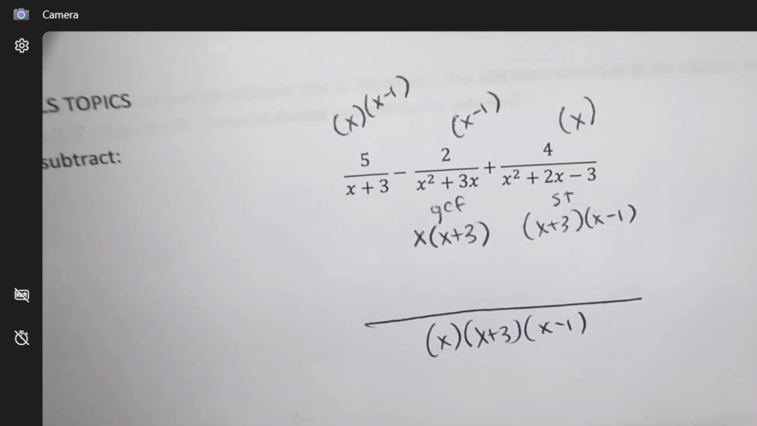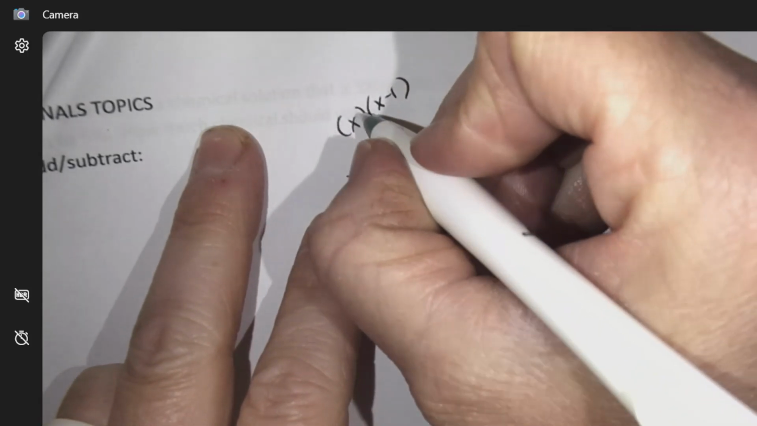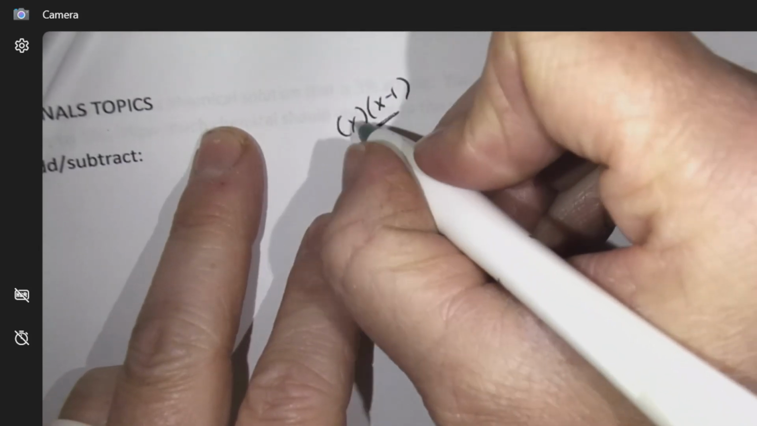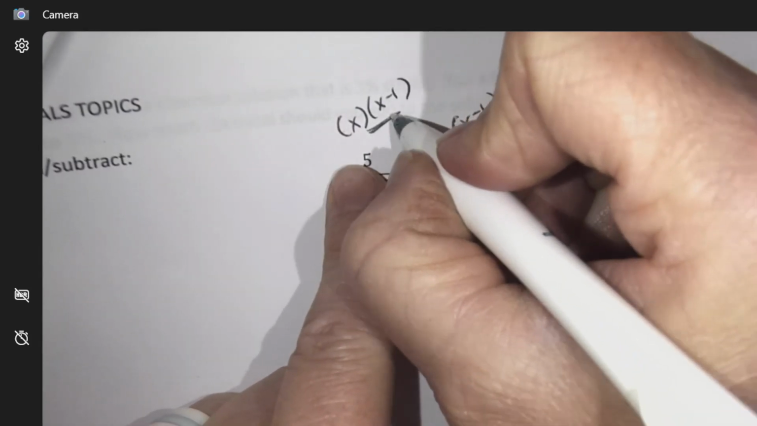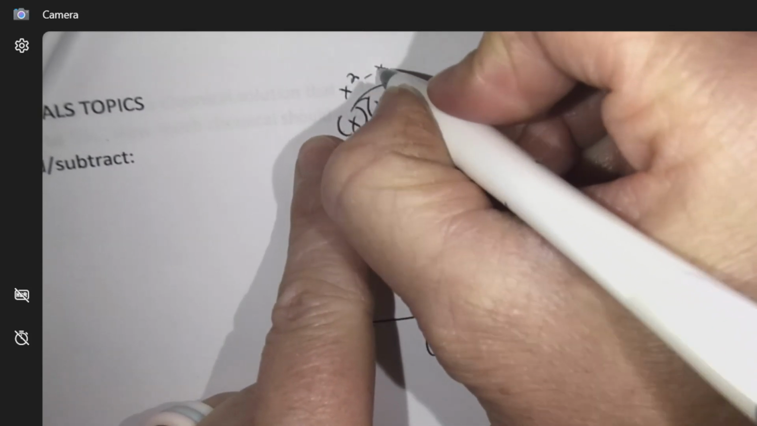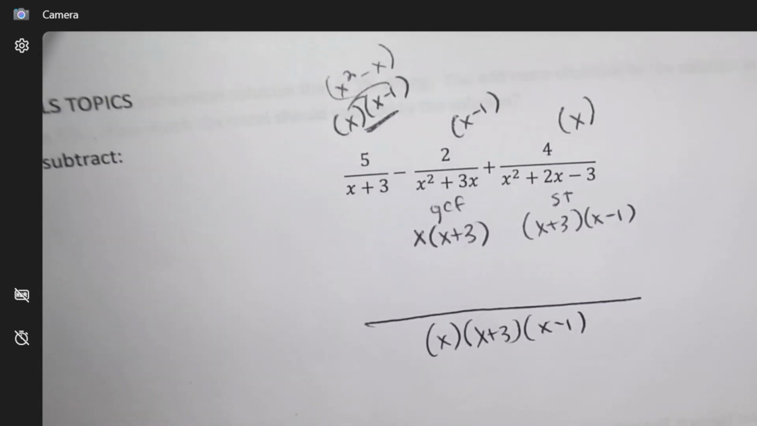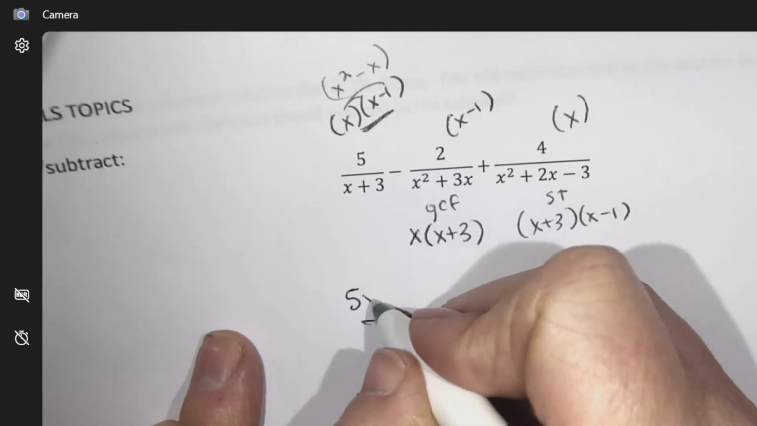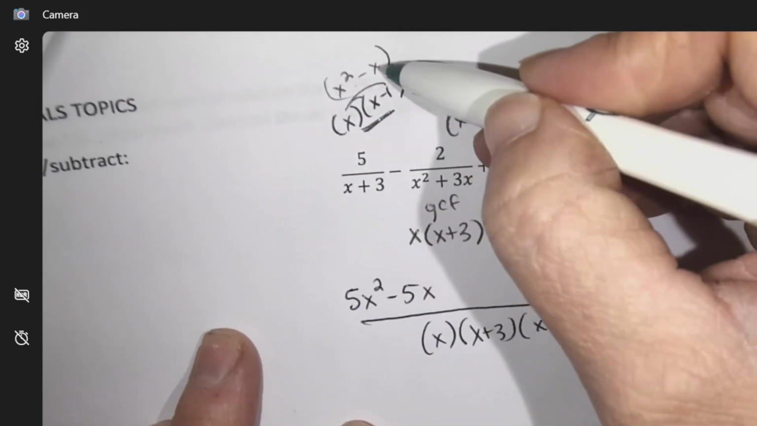So now it's just algebra stuff. Can you do your math right? Remember there's 3 things going on, so multiply 2 of them. So if I do this, I get x squared minus x times 5 yet. So now I'm going to go 5x squared minus 5x.